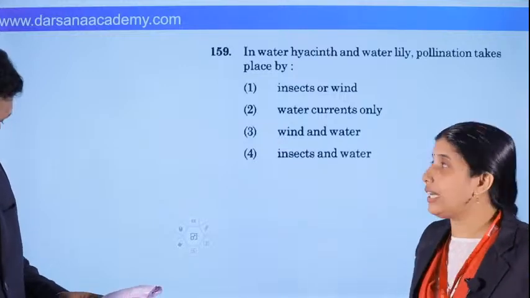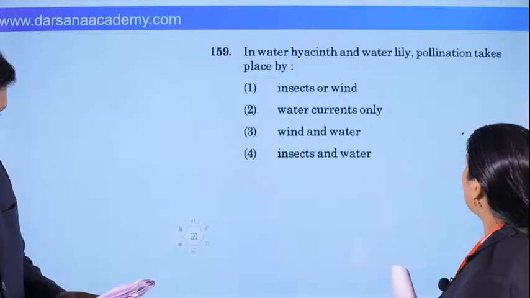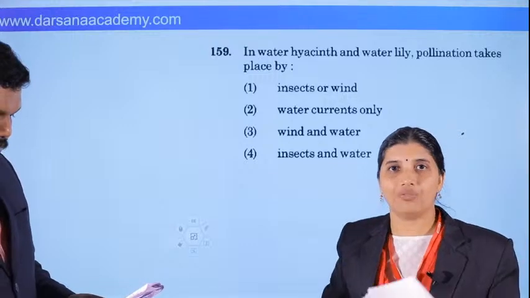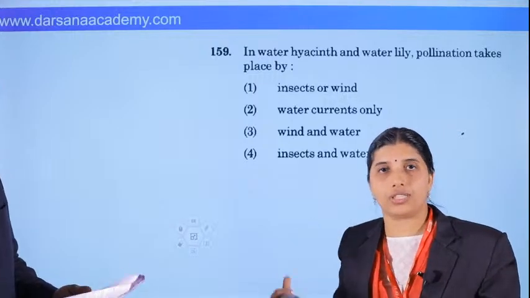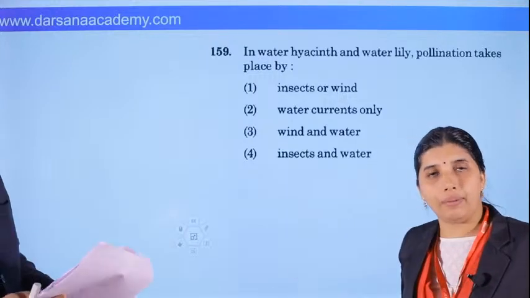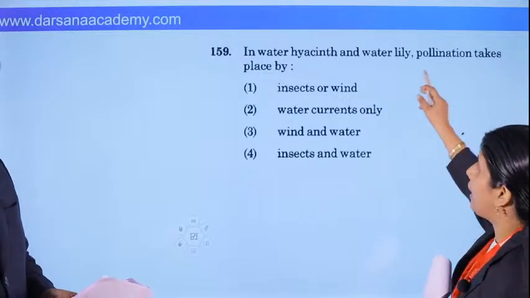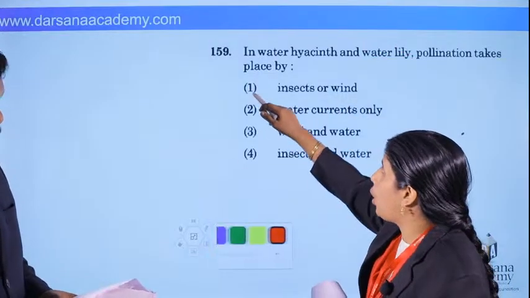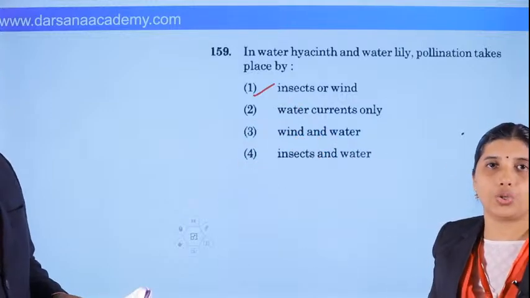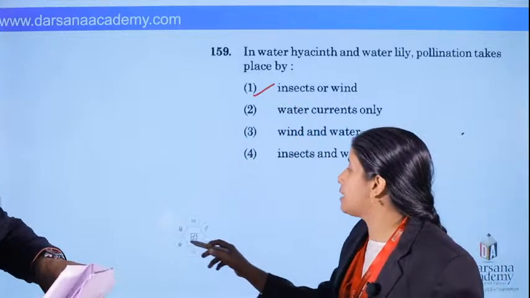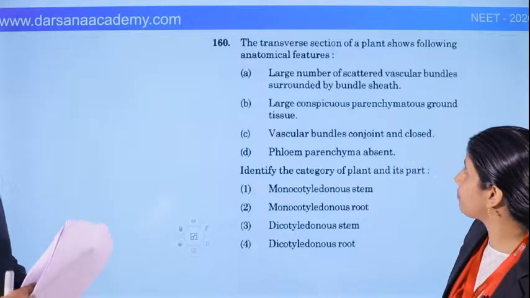Question number 159. In water hyacinth and water lily, pollination takes place by what? Many times that was asked once. This was a question in the entrance, and I also gave it in the DPP. What is the answer for water hyacinth and water lily, insect or wind? What's the answer for this question number 159? We can see that 1 is the correct answer.